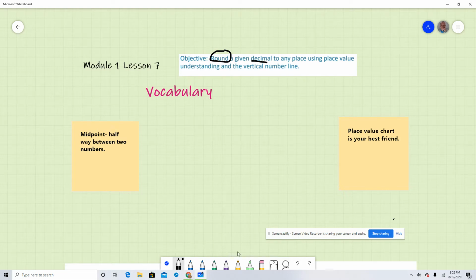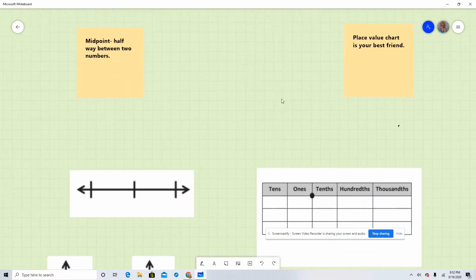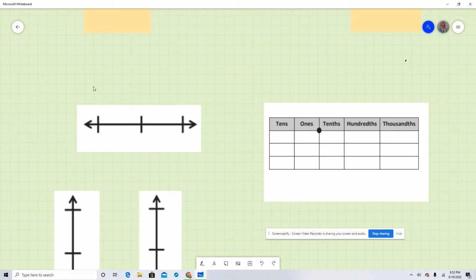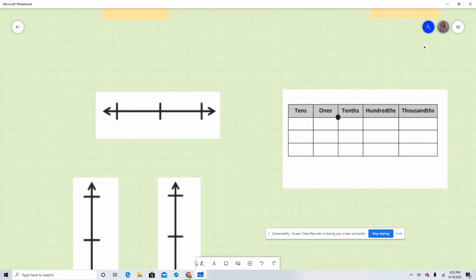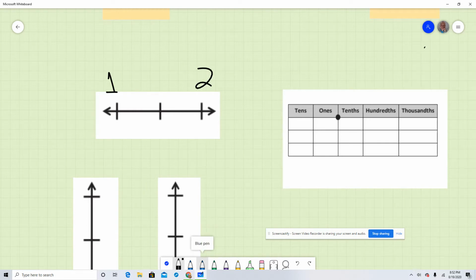Before we get into that, we're going to look at something called the midpoint. So what is the midpoint? Well, the midpoint is halfway between two numbers. So let's say, what is the halfway point between 1 and 2? Well, the halfway point between 1 and 2 is going to be 1.5.